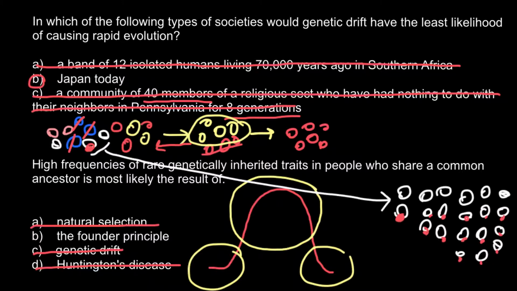So our choice is answer B. So once again, high frequencies of rare genetically inherited traits in people who share a common ancestor is most likely the result of founder principle.